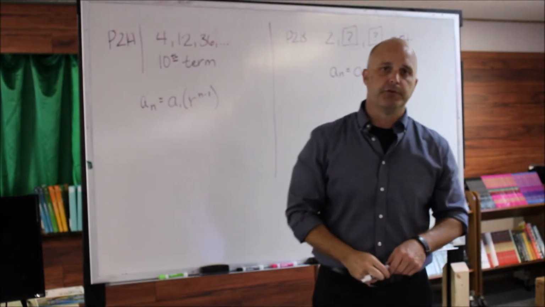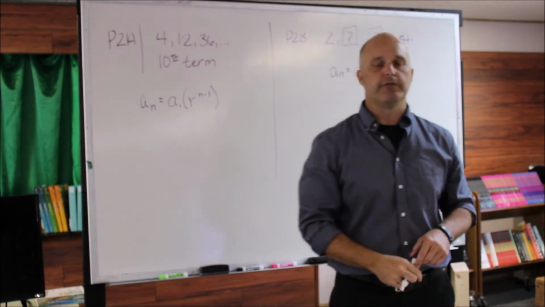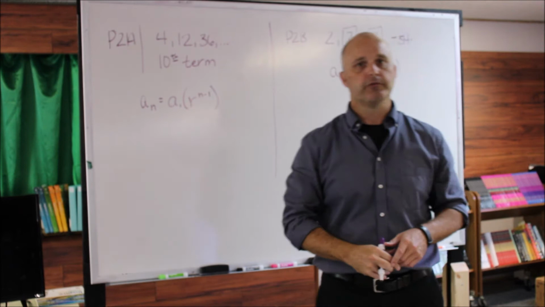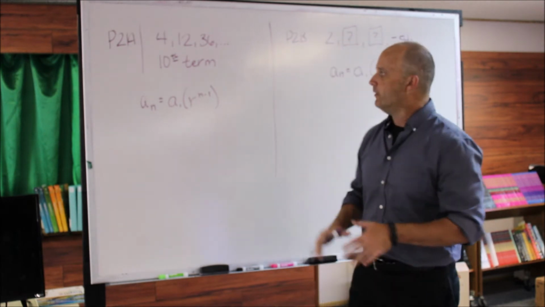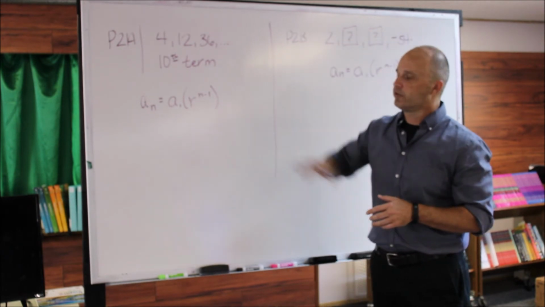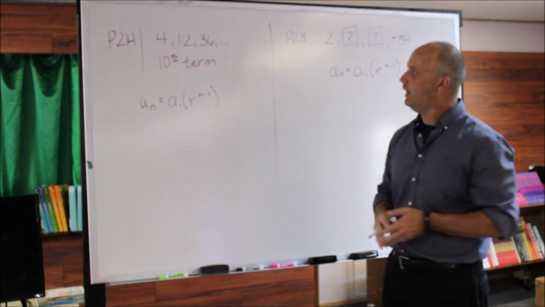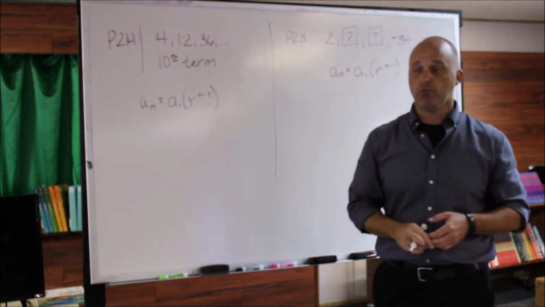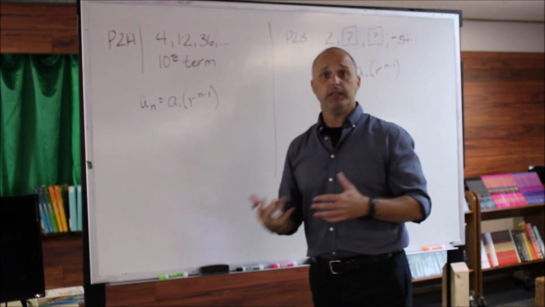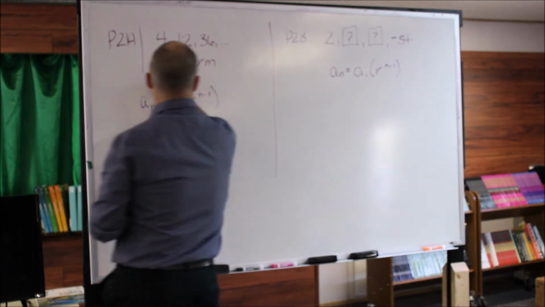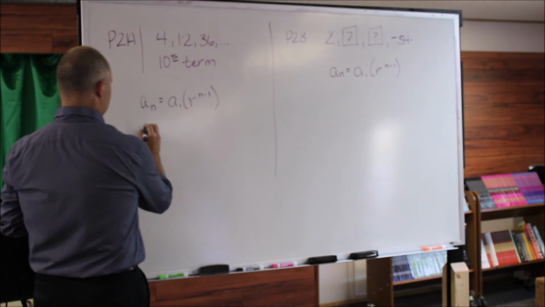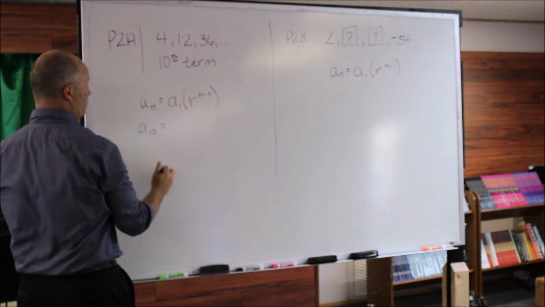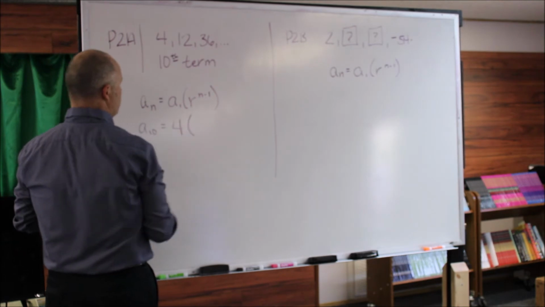Okay, so for problem number 2, we're going to use the explicit formula for a geometric sequence to find the 10th term for the sequence 4, 12, 36. We're going to start with our explicit formula, which is a sub n equals a sub 1 times r to the n minus 1. And we're just going to start plugging in the information that we know. We're looking for the 10th term, so we make this a sub 10. That's equal to the first term, 4, times the common ratio.